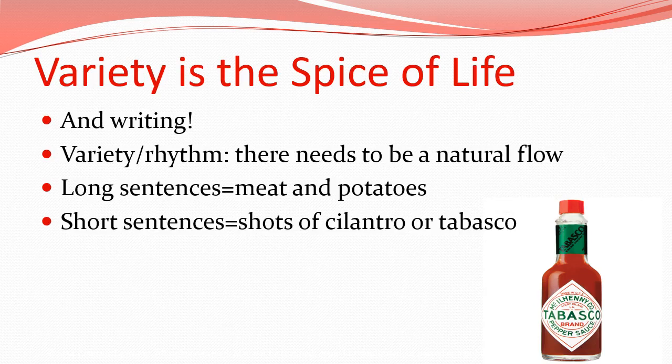So again, variety is the spice of life. Anytime we start thinking about spice, man, I love spice in my food. I think you've got to use it sparingly. For example, our long sentences are our meat and our potatoes, our vegetables, the things that make up the dish. And then we got our Tabasco and cilantro that we use to spice it up a little bit. I love cilantro. Not a lot of people do, but I love it. But if you put too much in a dish, it can kill it. You need just the right amount.